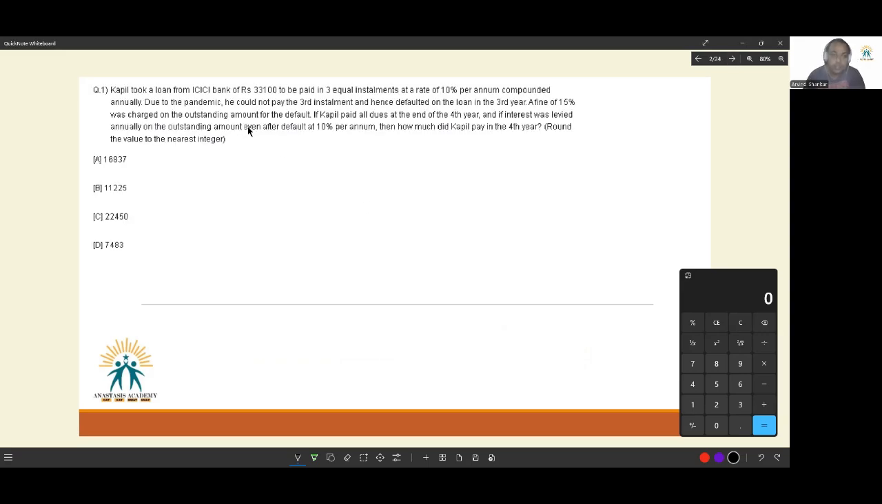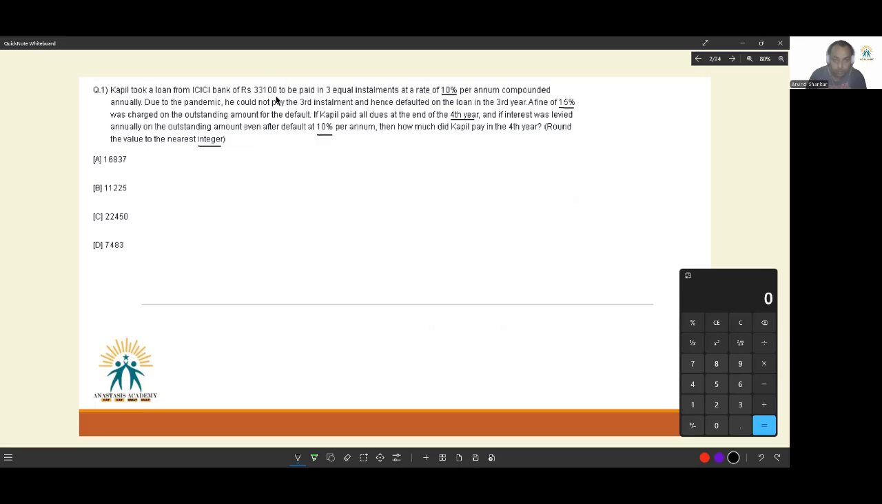Kapil took a loan from ICICI Bank of 33,100 to be paid in 3 equal installments at the rate of 10% per annum, compounded annually. Due to the pandemic, he could not pay the third installment and hence defaulted on the loan in the third year. A fine of 15% was charged on the outstanding amount for the default. If Kapil paid all dues at the end of the fourth year, and if interest was levied annually on the outstanding amount, even after default, at 10% per annum, then how much did Kapil pay in the fourth year? Round the value to the nearest integer.